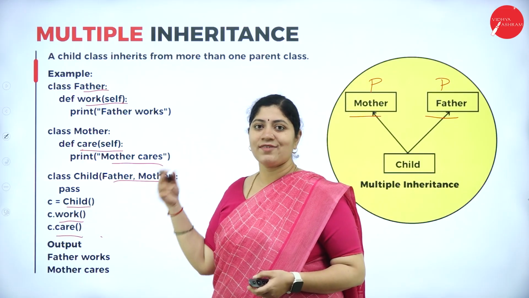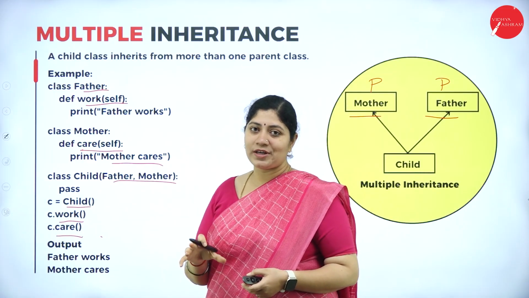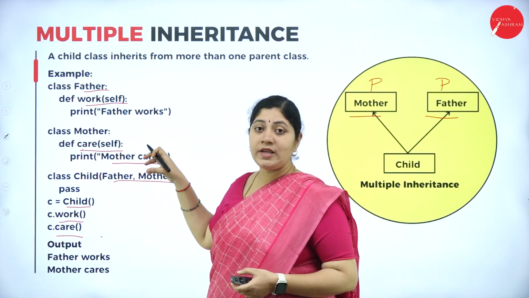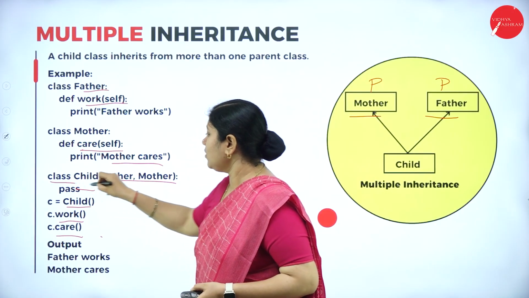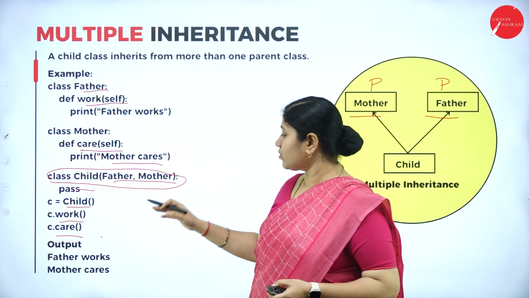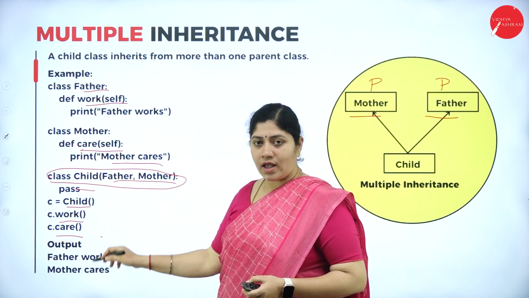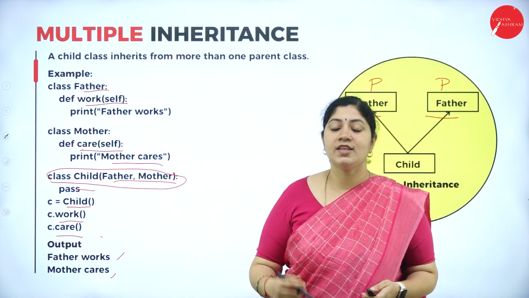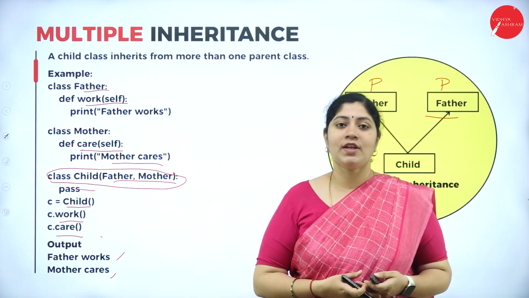So who will work? Father. Who will care? Mother. So all the properties of Father and Mother will be inherited by this newly created child class. After execution of this program, at the output we can see that "Father works" and "Mother cares." So this is nothing but multiple inheritance.